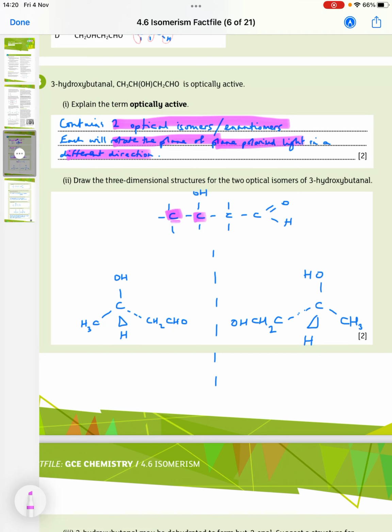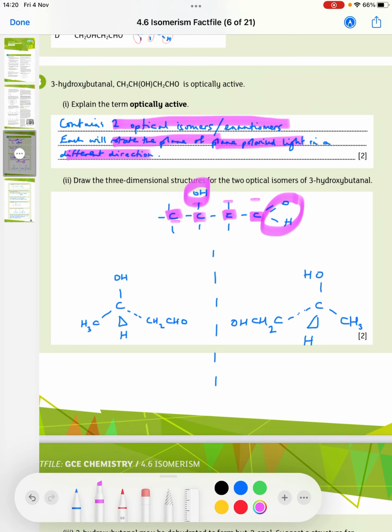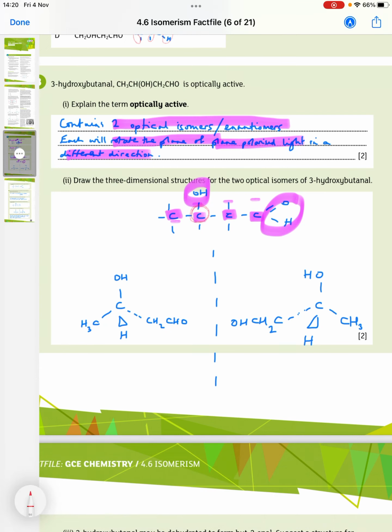So I've drawn it out here. 1, 2, 3, 4. That's my butanol. So the carbonyl group here, and it is 3-hydroxy. So 1, 2, 3, and there's the OH group attached there. So looking at this, then we can see that the chiral centre is here. I've got 1, 2, 3, 4 groups around it, so that's my little chiral carbon there.